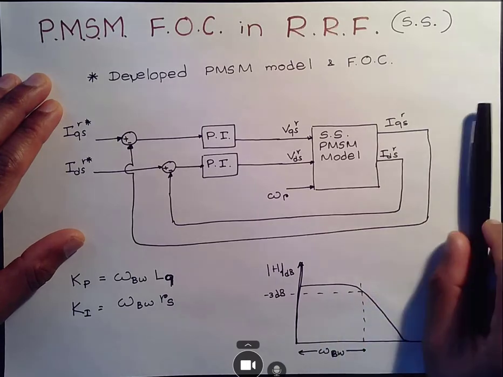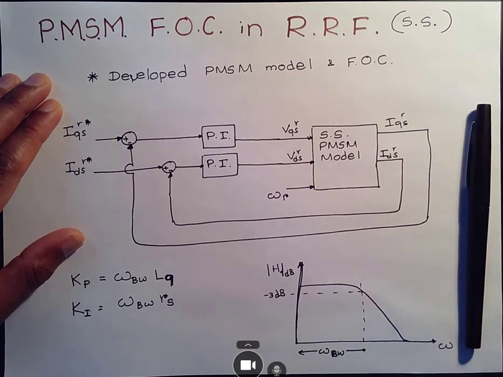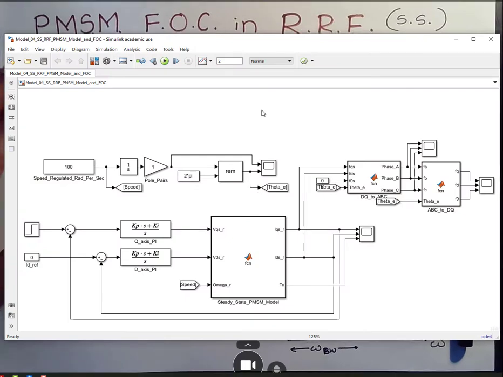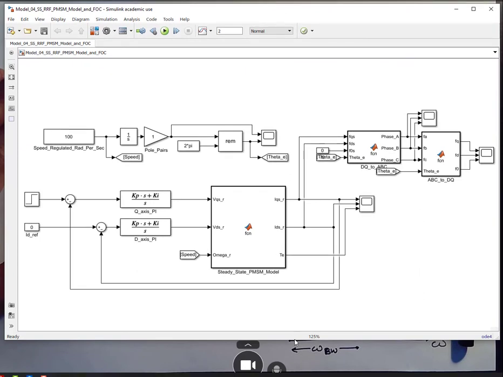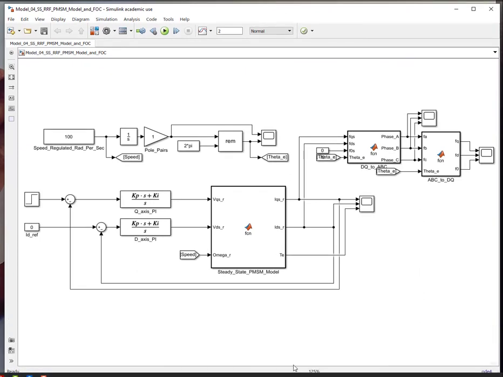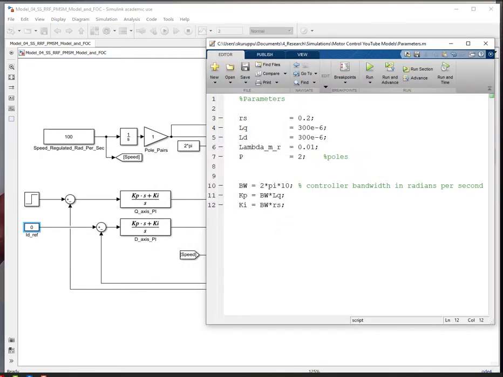So let's jump into our Simulink model here. All right, so here this is basically very similar to what you saw in the diagram we drew, right? We have one of our steady state models that we built last time, and then I'm taking those currents and feeding them back. I have a step input here for Q axis current reference. ID reference is set to 0, and I've defined my Kp and Ki values in a script here. So I'm going to pull that up.